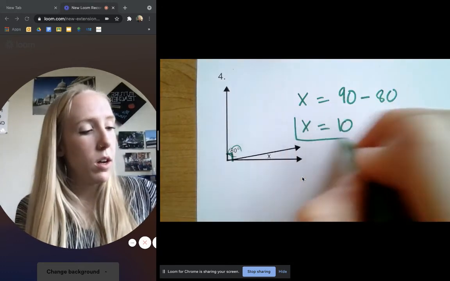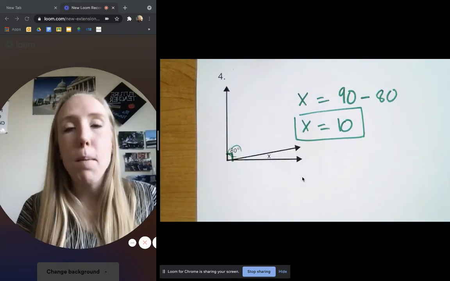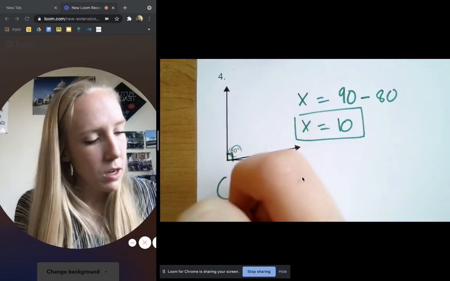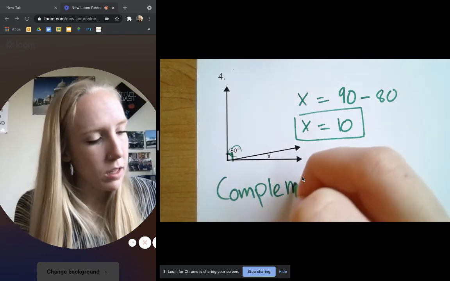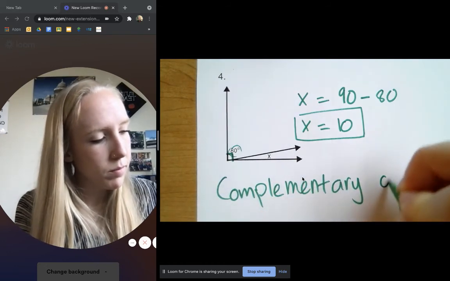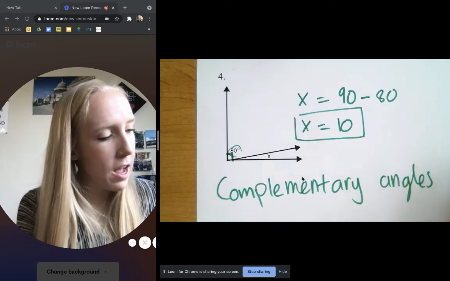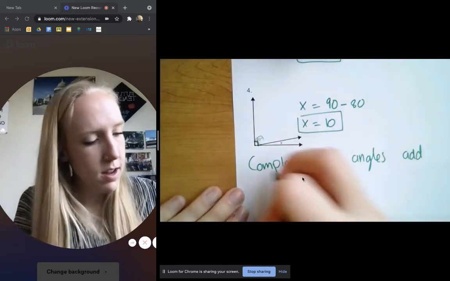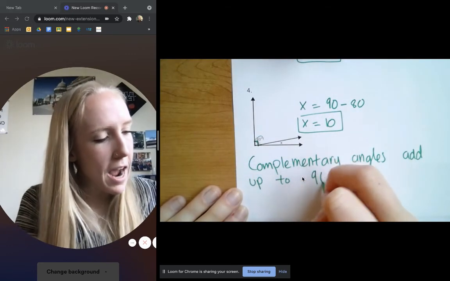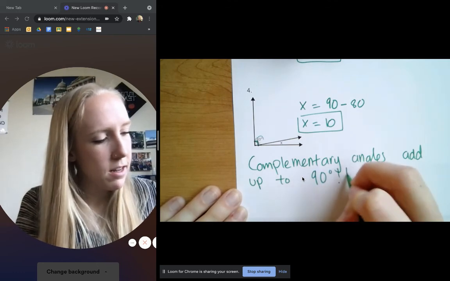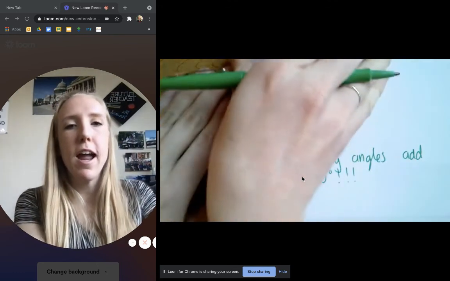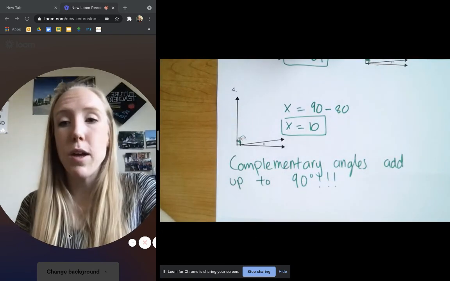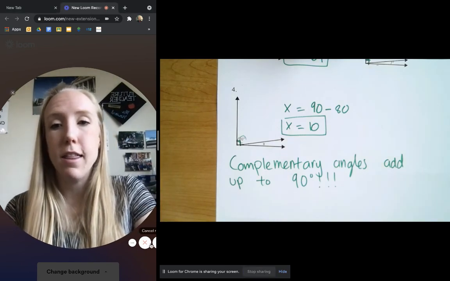Okay, so when you are hearing complementary angles, they add up to 90 degrees. Complementary angles add up to 90 degrees. Super important. That is what we are really, really focusing on in this lesson.